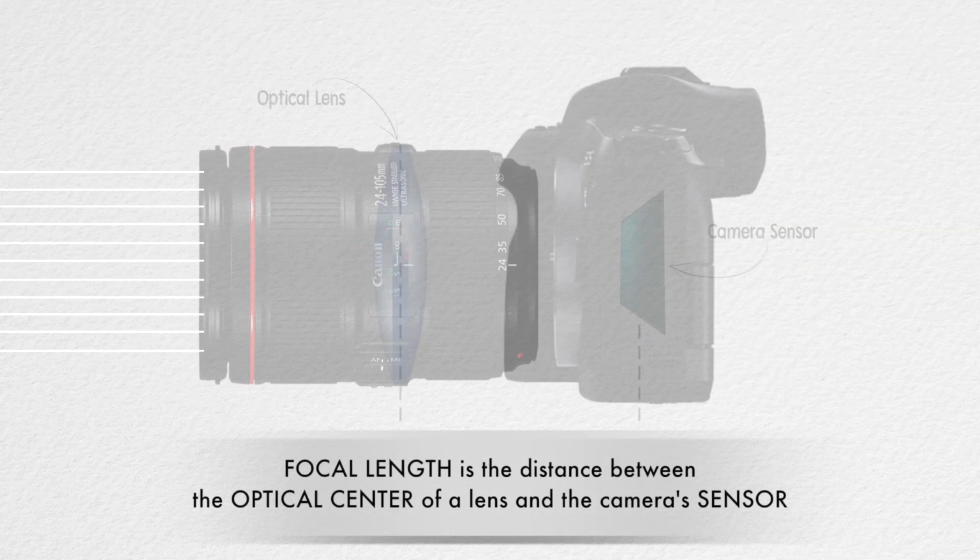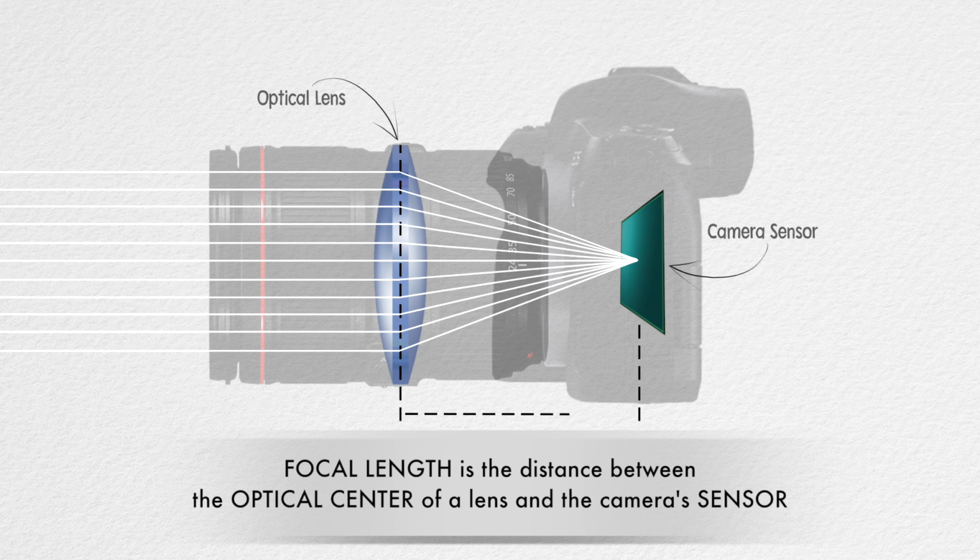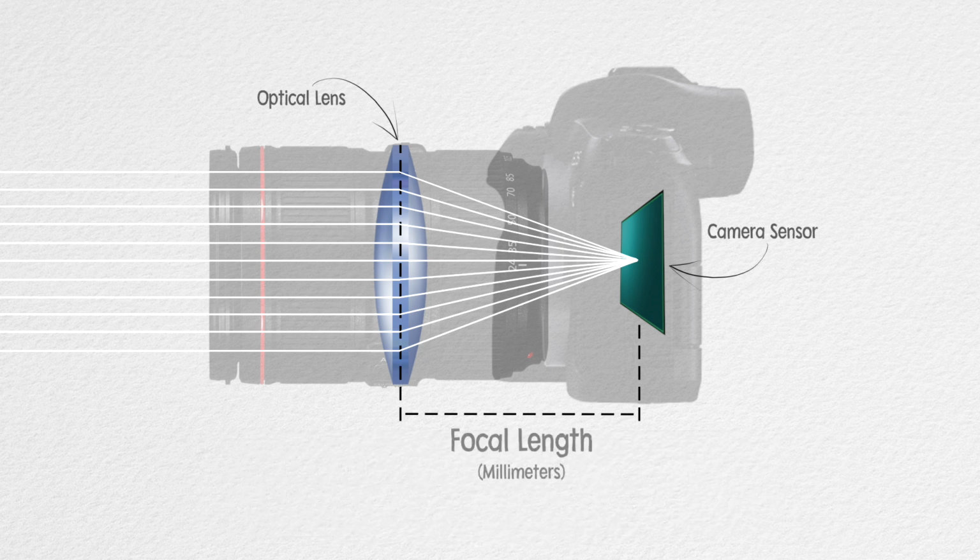What is focal length and what does the number you see on a lens really mean? Going beneath the surface, focal length is the distance between the optical center of a lens and the camera's sensor. This distance is measured in millimeters. If the focal length is 35 millimeters, the lens is called a 35 mm lens.